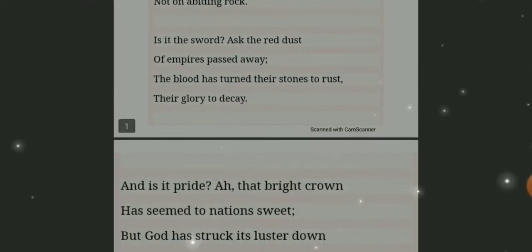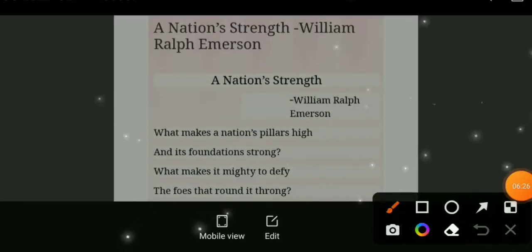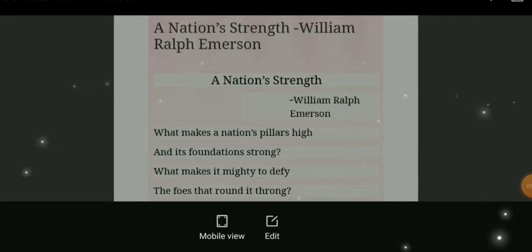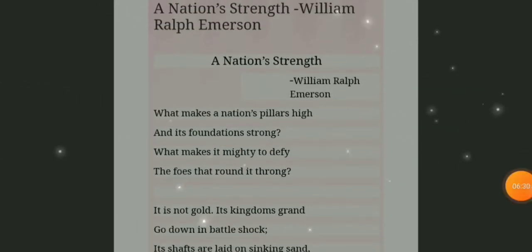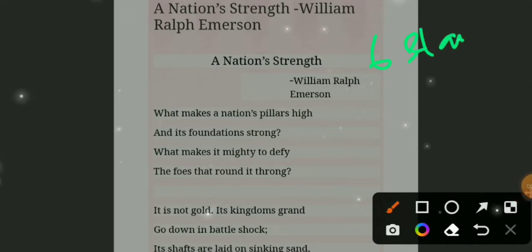This is a poem of how many stanzas? The poem consists of 6 stanzas. Okay, there are 6 stanzas in the poem.